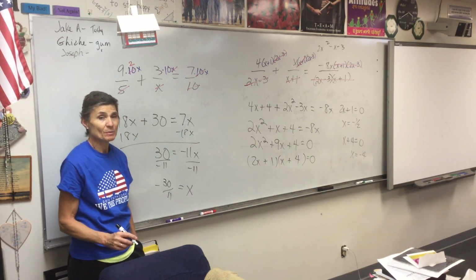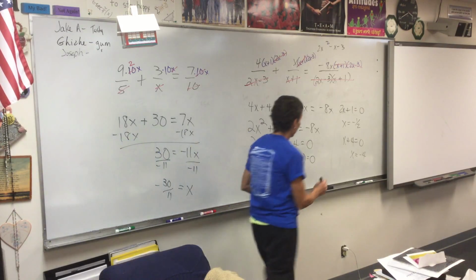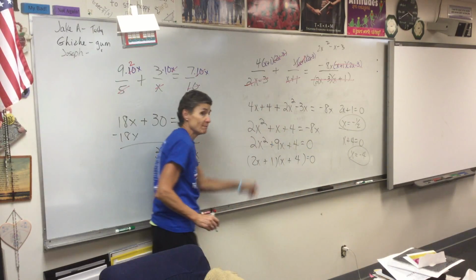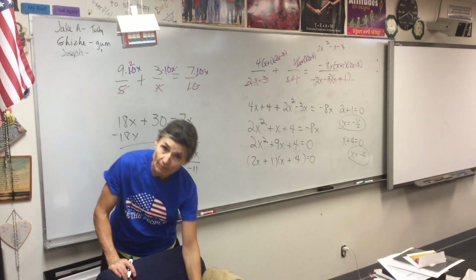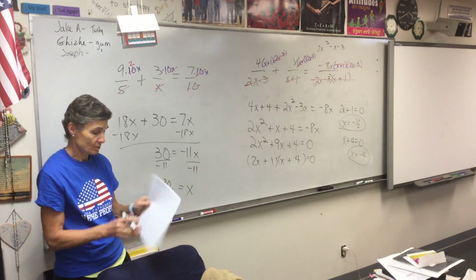Sometimes when we do this, we get extraneous roots. Is there anything wrong with negative 1/2 and negative 4? Would they give me zeros in my denominator? No, they would not. So we are good to go.